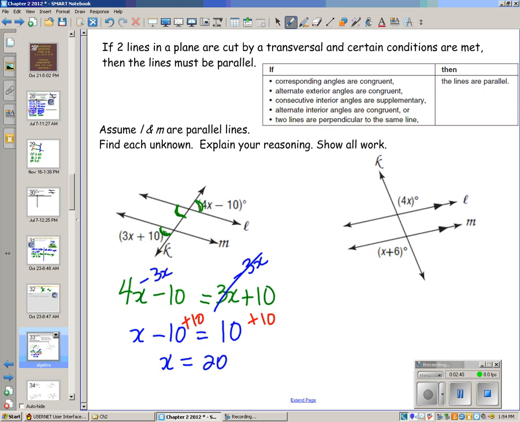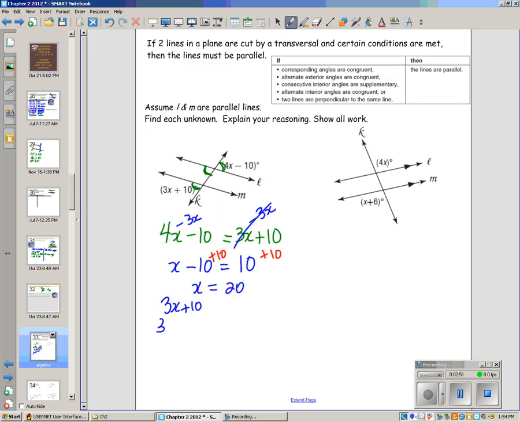All right, so how can we figure out these angles then? If 3x plus 10, what would that be? Would that be 3 times 20 plus 10? Right, substitute. So that angle is going to be what? 70. 3 times 20 is 60 plus 10 is 70. The other angle is 4x minus 10. It should be the same thing, because they're equal, right? So you could pick either. I'll show it anyway: 4 times 20 is 80, subtract 10, 70. Right.